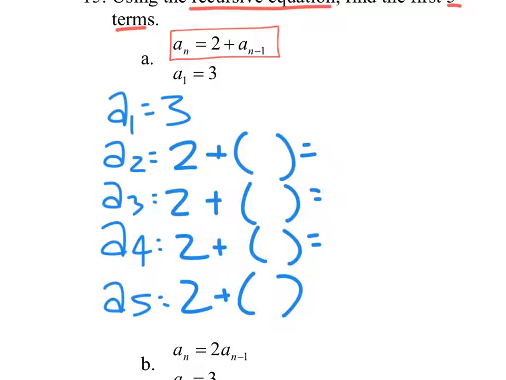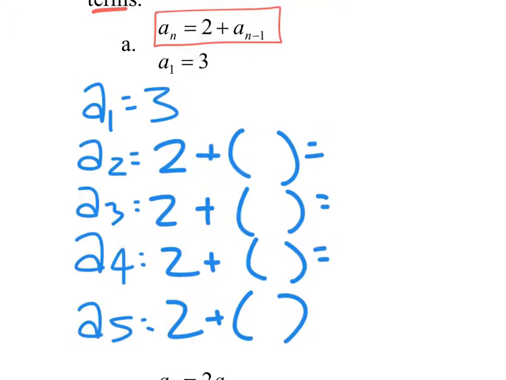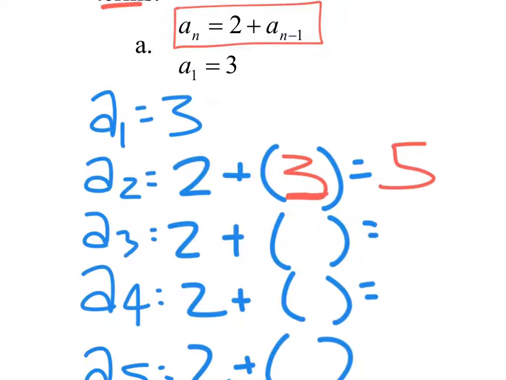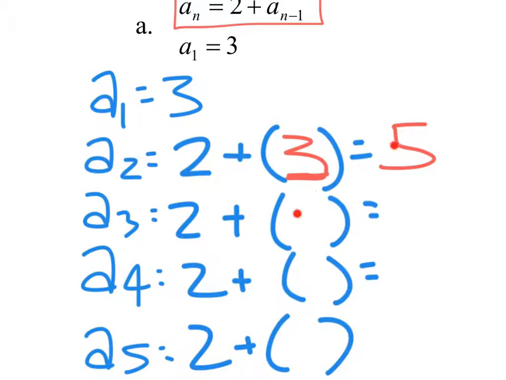All right, so a sub 1 equals 3. That makes sense, right? So in this area, we're going to be putting the value of the previous term. In this case, it's 3. So the value of a sub 2 is 2 plus 3 equals 5. Great. So now we're going to take 5 and put the value of the second term right here. So a sub 3 equals 2 plus 5, which is going to give us 7.